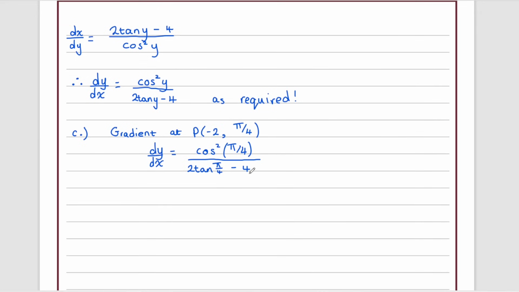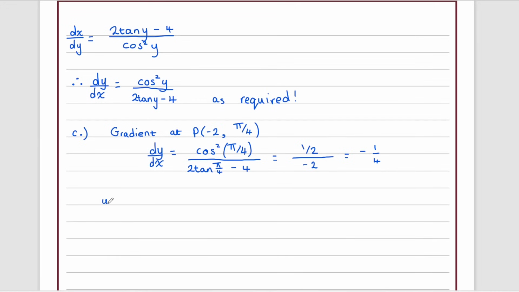Now we just need to evaluate this on our calculator. Cos squared pi over 4 is equal to a half. So we've got a half divided by, well, tan pi over 4 is 1, so this is 2 lots of 1 minus 4. I get 2 minus 4, giving me minus 2. A half divided by minus 2 is equal to minus 1 over 4, minus a quarter. So now we've got the gradient and the point, so we've got everything that we need.